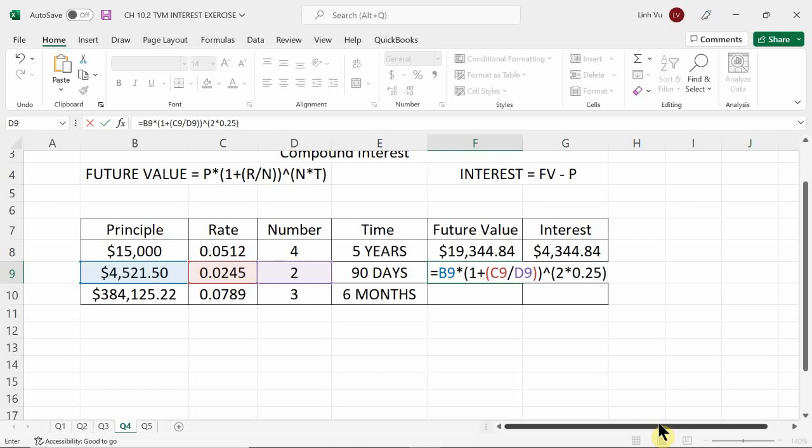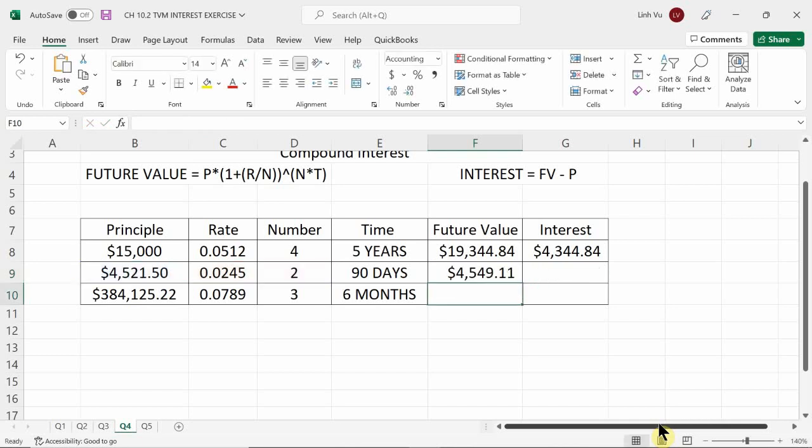So in this case, you should get a total of $4,549.11. So what is my interest that I collected? $27.61. $27.61. Okay, so let's go ahead and do the last one.